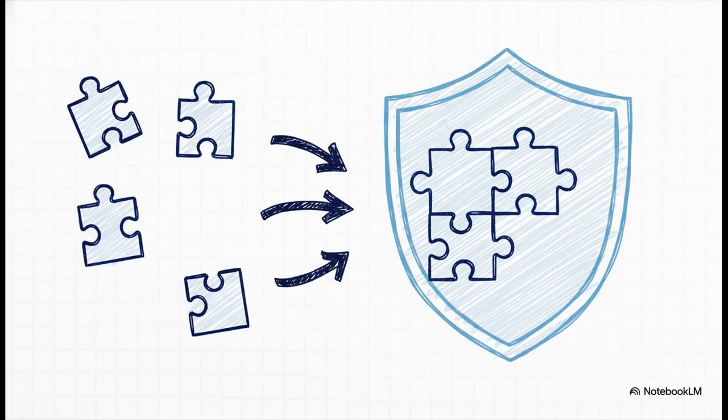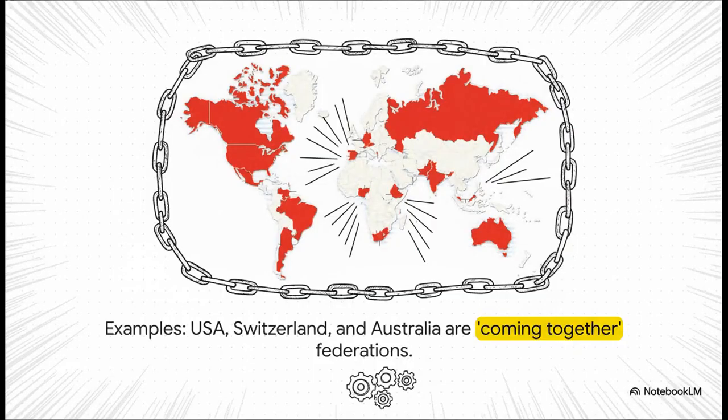This is known as a coming-together federation. In this type, independent states voluntarily decide to join together to create a bigger country. Why would they do this? Usually, it's to increase their security and strengthen their collective power, all while holding on to their own individual identities. Some great examples of this type are the United States of America, Switzerland, and Australia.